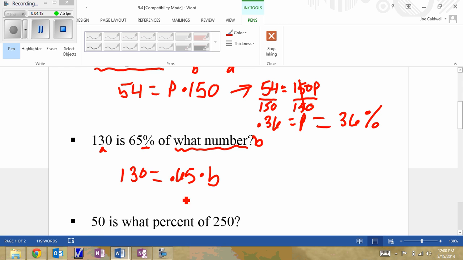All right, and so we're going to now have to do a little division here and divide both sides by 0.65, and it's going to leave us with b equals. And again, I would highly recommend using a calculator. As long as you're showing all this work that I'm showing here, you're allowed to use a calculator. And so b would equal 200.